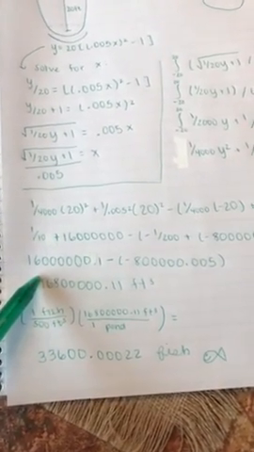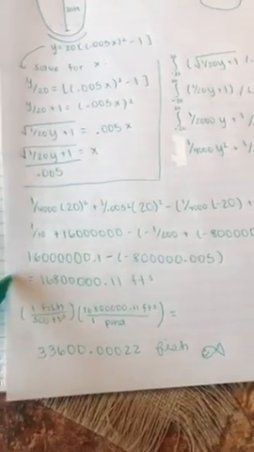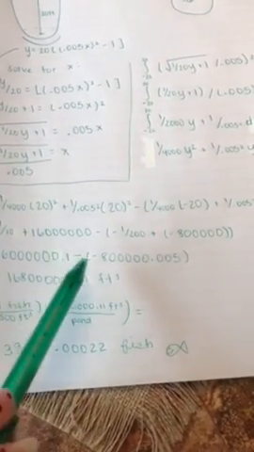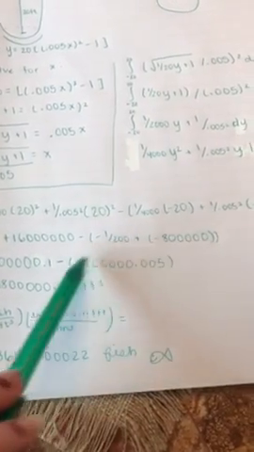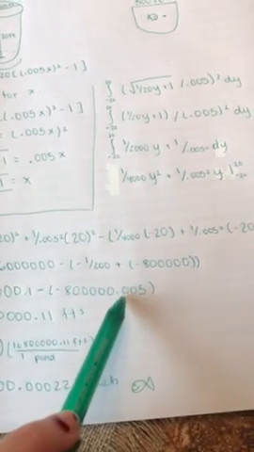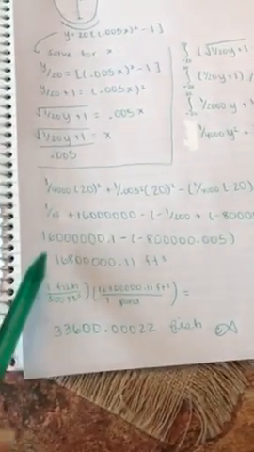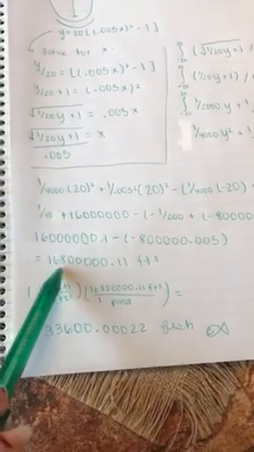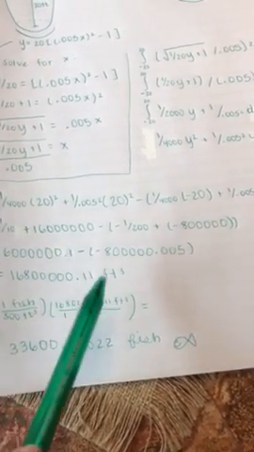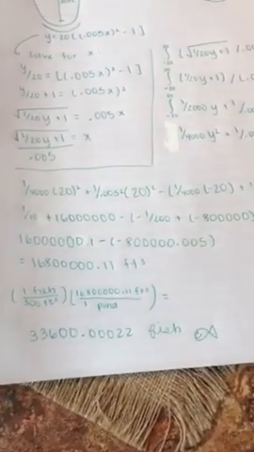So when you add this side together, you get 16 with 6 zeros, 0.1, minus, then when we add this side together, we get negative 8 with 5 zeros, 0.005, which will give you 168 with 5 zeros, 0.11 feet cubed for how much water is in the pond.